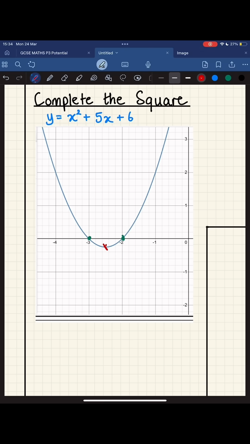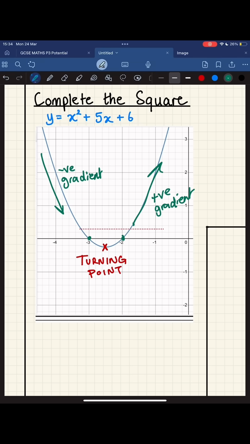This is the most useless method for solving, but it's the only way to find the turning point of the graph. A turning point is essentially when the gradient goes from negative to positive or vice versa. At a turning point, the gradient is 0.